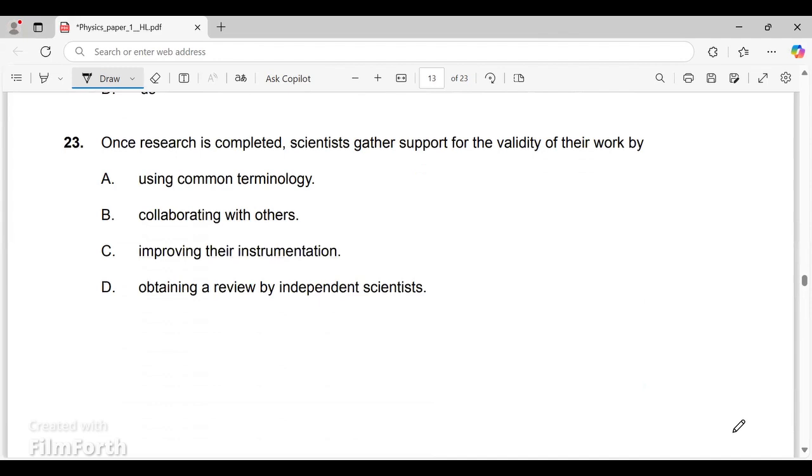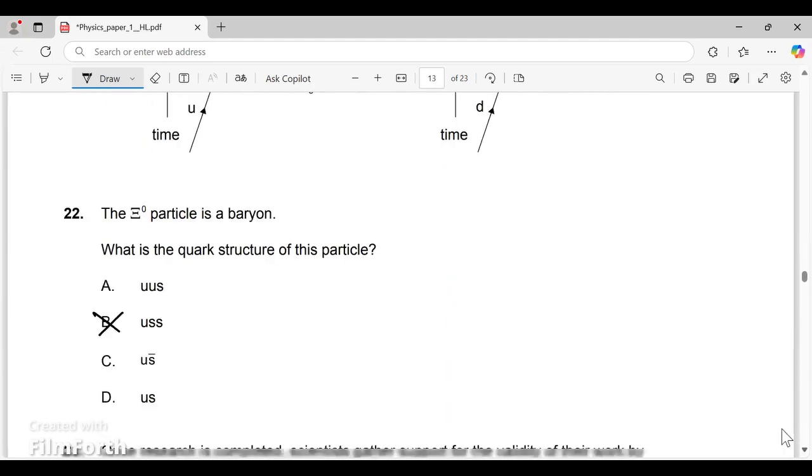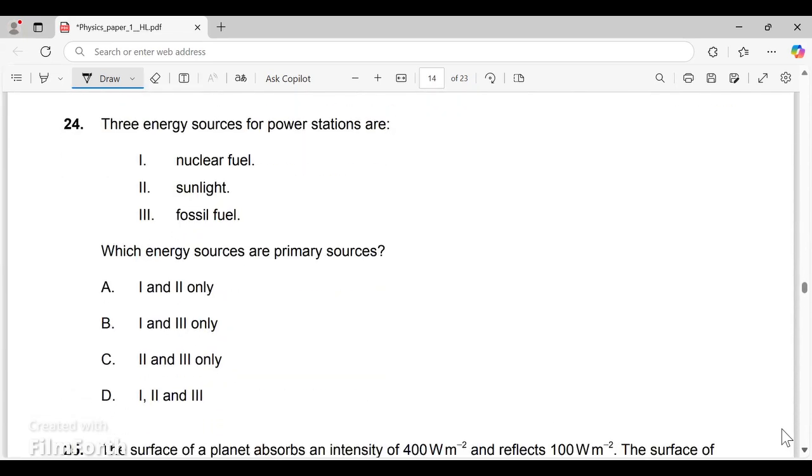Once research is completed, scientists gather support for the validity of their work by using common terminology, collaborating with others, improving their instrumentation, or obtaining a review by independent scientists. It is D. Number 24. The energy sources for power stations are correct, correct, correct. It's one. 25.